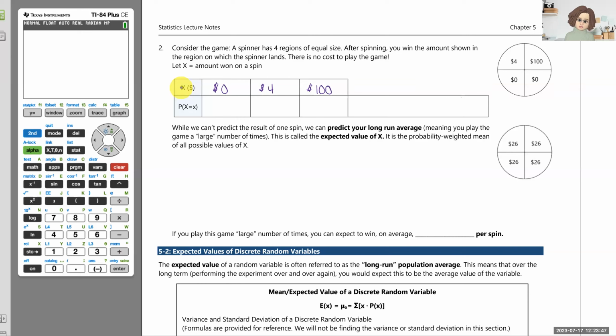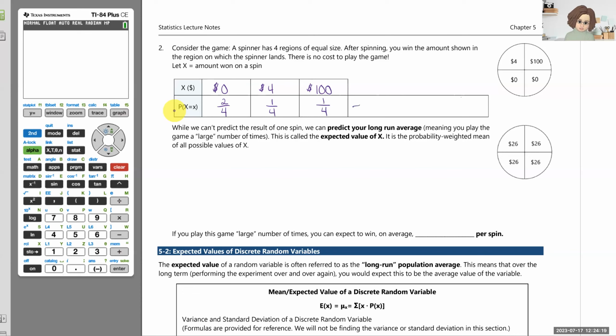And then to turn this into a probability distribution. So in a probability distribution, we not only list X, but the corresponding probability for each of those values of X. All right, so out of the 4 regions, 2 of the 4, you're going to win $0. So $0 has a 2 in 4 chance of occurring. And then the $4 region, just 1 region out of 4, $100 region, 1 out of 4.